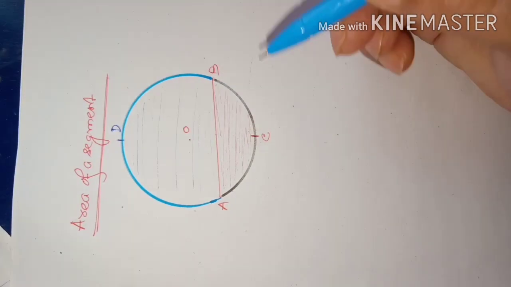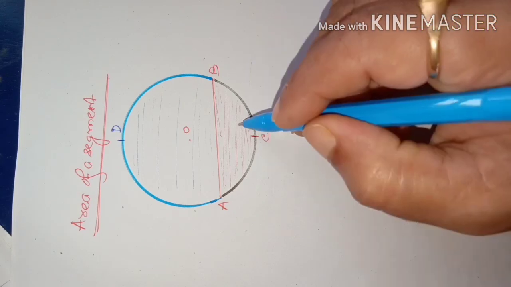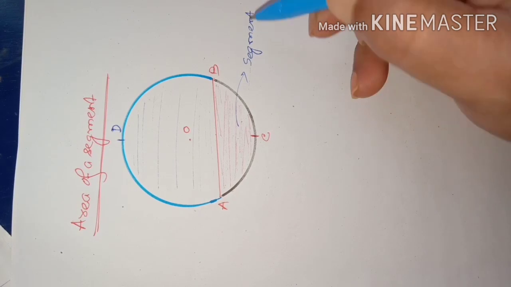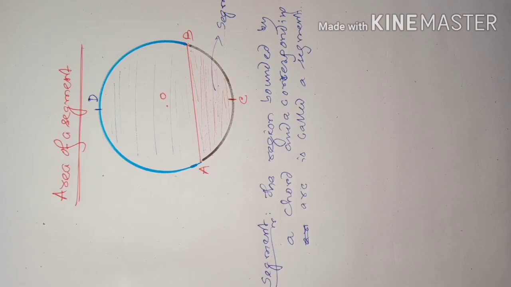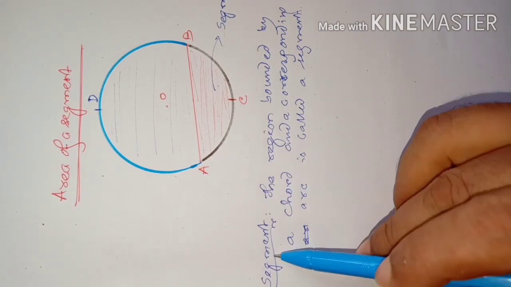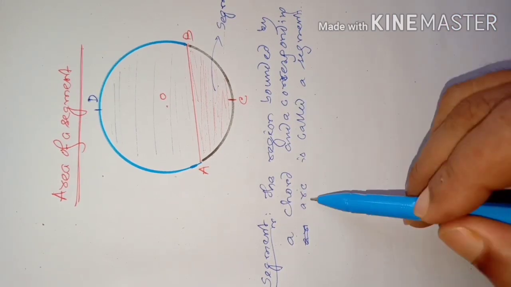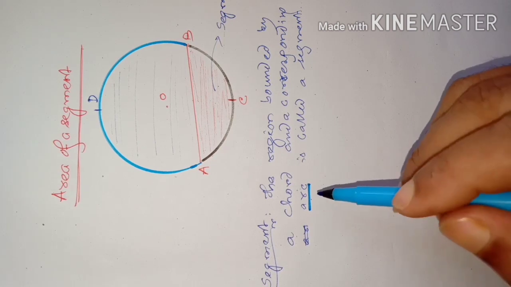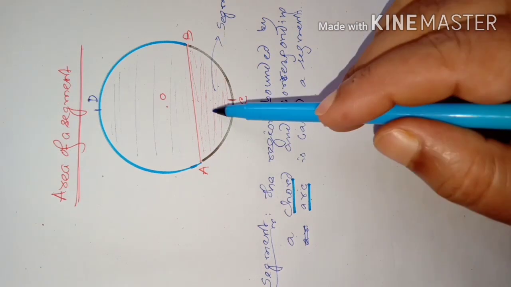Clear? Now, this region which is bounded by chord AB and minor arc ACB is called a segment. So, if somebody asks you what is the meaning of segment for a circle, your answer should be: the region bounded by a chord and a corresponding arc is called a segment. That is the definition of segment. It should be bounded by chord and arc. So this is a segment, this is also a segment.